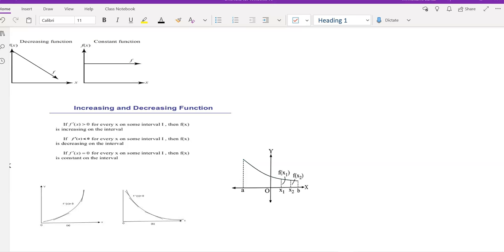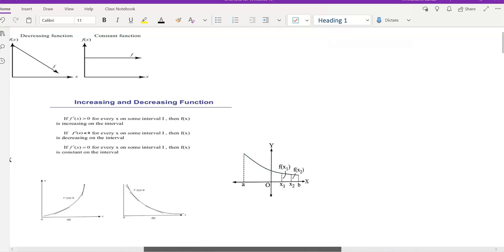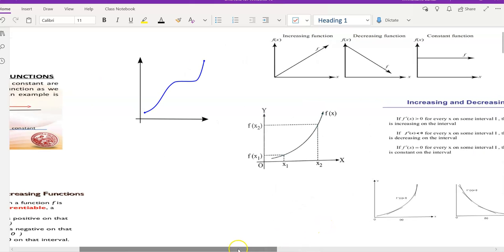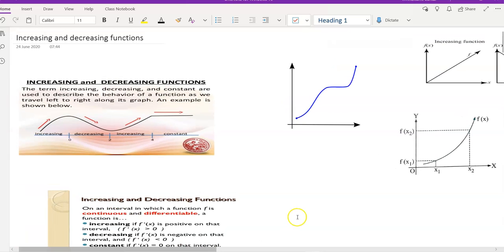Good morning. This class is on increasing and decreasing functions, which is basically a part of application of derivatives that you are doing. We are finishing application of derivatives. Various chapters are there on it. This is the fourth topic we are going to do today.